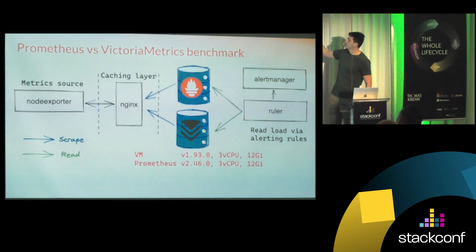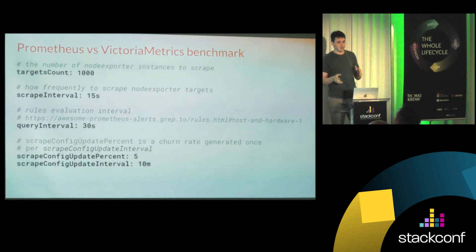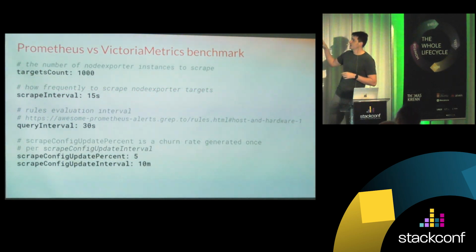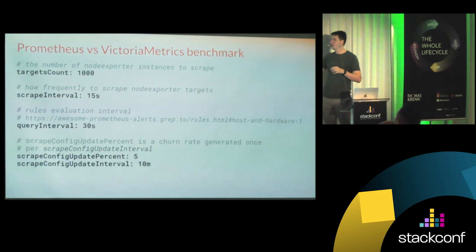And then there is a ruler which evaluates alerting rules for metrics they collect. The benchmark setup is the following. So we have 1,000 node exporter targets. That's basically 1,000 instances you want to monitor. We scrape it each 15 seconds, and we query alerting rules every 30 seconds.